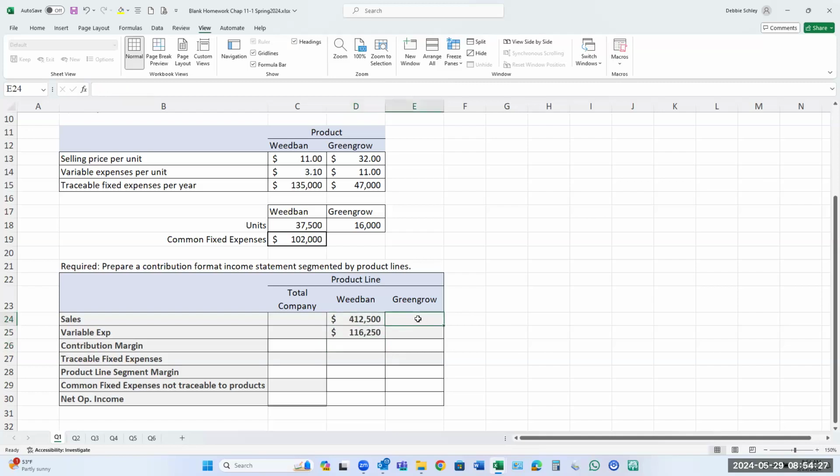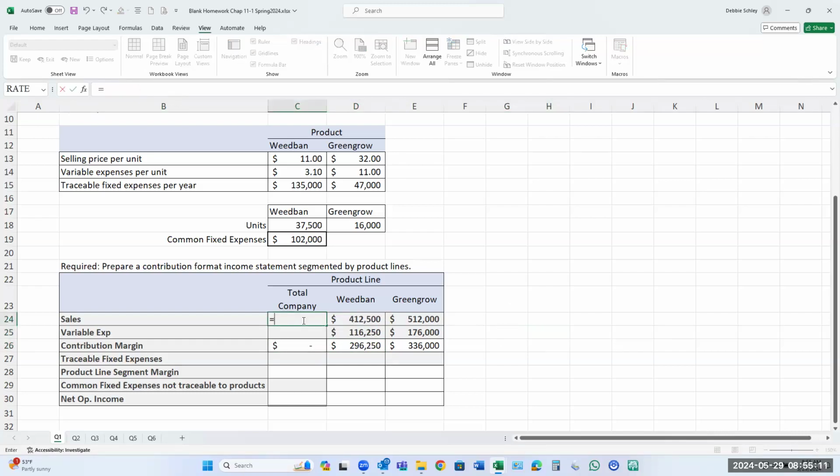Okay, and then in Green Grow, same thing, selling price per unit times Green Grow's number of units. Anchor that. And then do the variable expense per unit times the number of units for Green Grow. So sales minus variable equals contribution margin, which I'm sure the book did this for you. And I'm just going to drag that formula both directions so that I get that same sales minus variable.